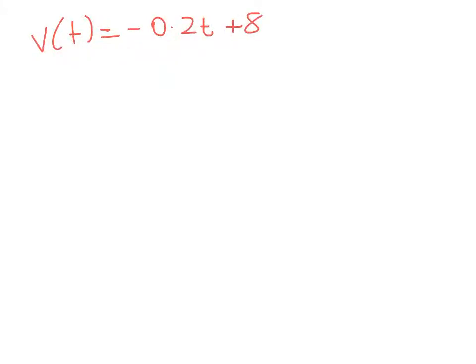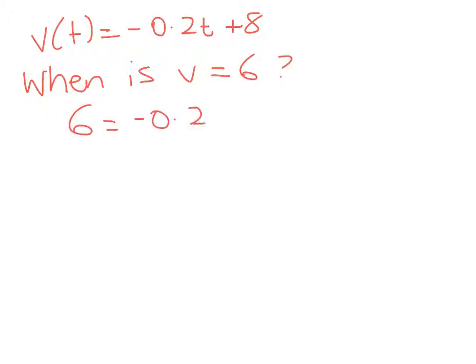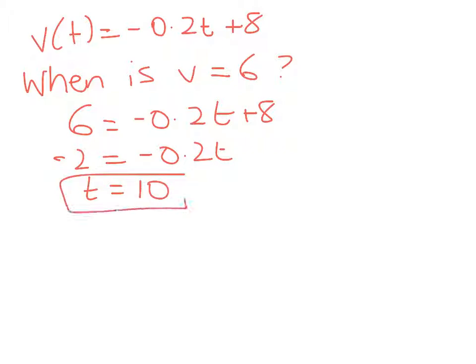And we want to figure out when his speed gets down to 6. So when is v equals 6? We're going to solve 6 is equal to negative 0.2 t plus 8. Negative 2 equals negative 0.2 t, so t equals 10. So after 10 seconds, we want to figure out how far he's gone in the 10 seconds since he slowed down.